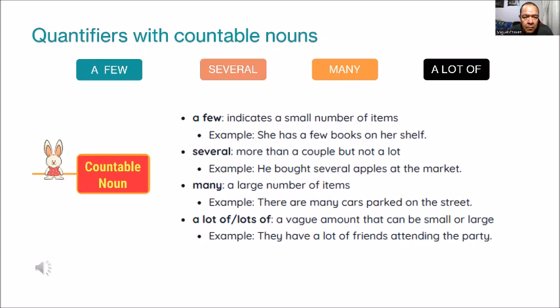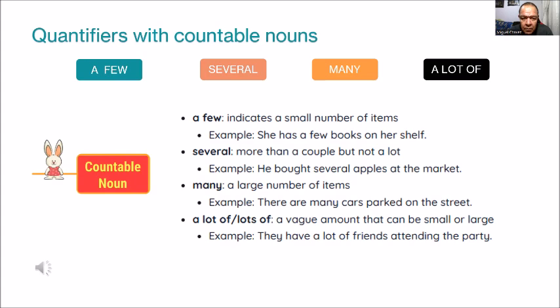Quantifiers are essential elements of language that allow us to express the amount or quantity of people, places, and things. However, the use of quantifiers can be challenging for language learners, especially when it comes to countable and uncountable nouns. Now, we will explore the different types of quantifiers used with countable and uncountable nouns, and provide examples to help you better understand their usage.